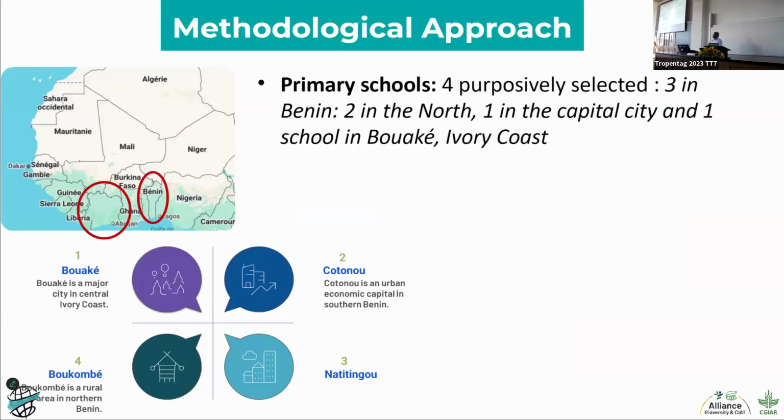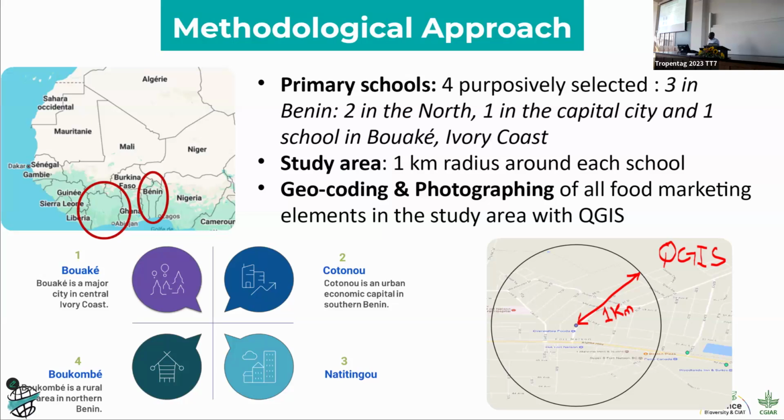As for the work itself, we have worked in Benin and Ivory Coast, as I said, and we targeted 4 different cities, considering rural, peri-urban, and urban areas. In each of these cities, we considered one elementary school, the main one in the city. And we drew a radius of 1 kilometer around each of these schools. In this area, we mapped all the food environment, the food marketing elements available. We used geolocalization, and then we used also photography to map all the food marketing elements.